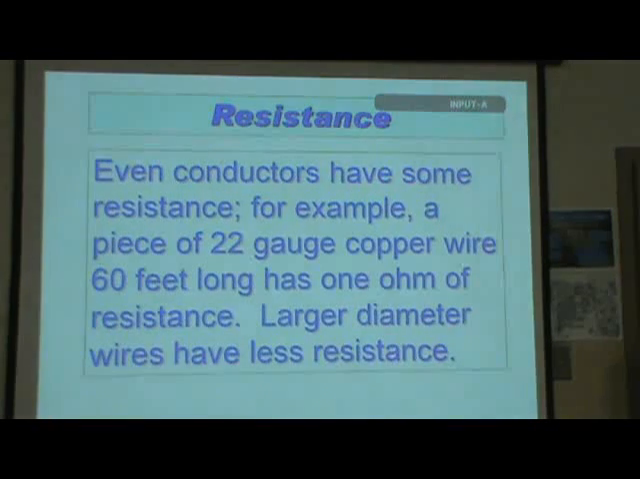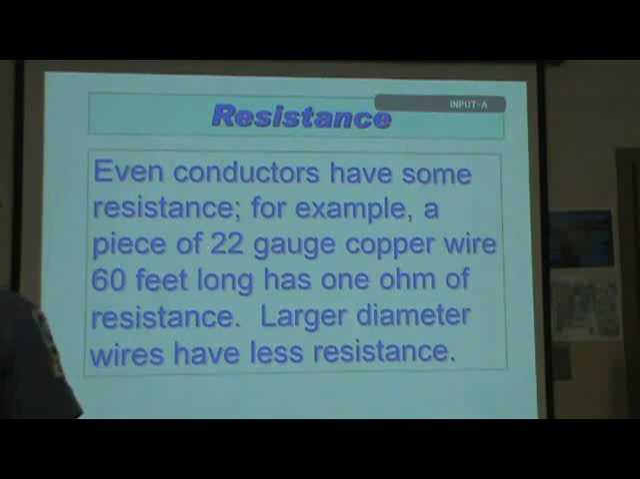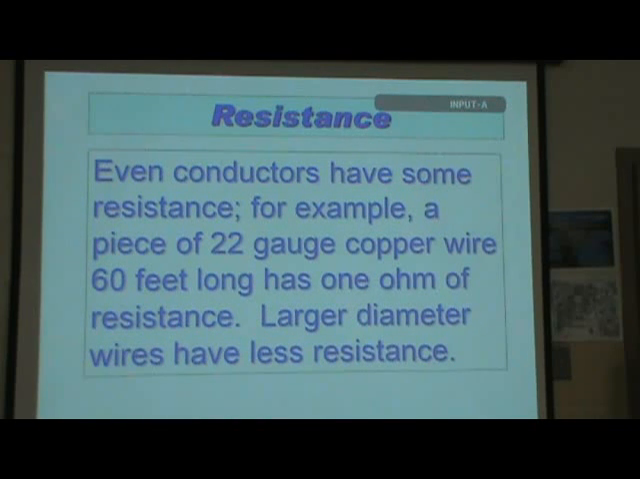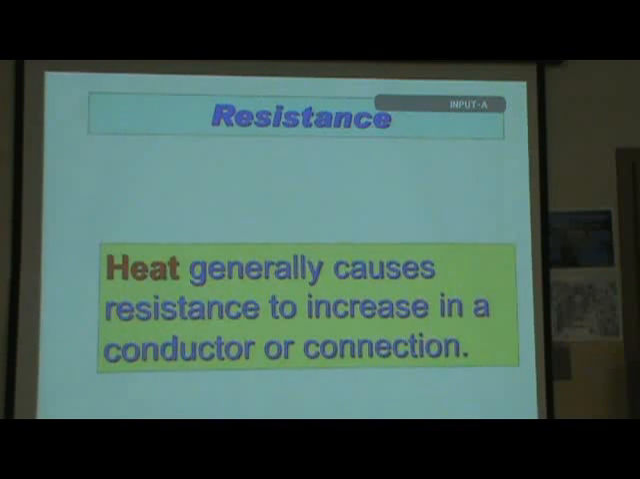I mean, the bulb gets hot, your light bulb does. Conductors have some resistance. A piece of 22 gauge copper wire 60 feet long has 1 ohm of resistance. 60 feet is how far? Maybe from that wall to the other end of the shop or something? More or less. Heat causes resistance.